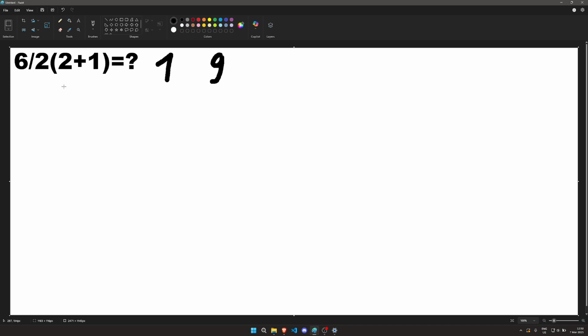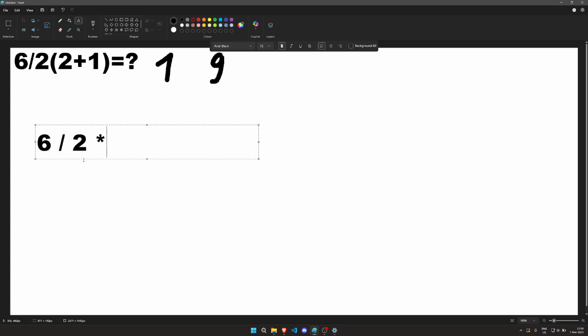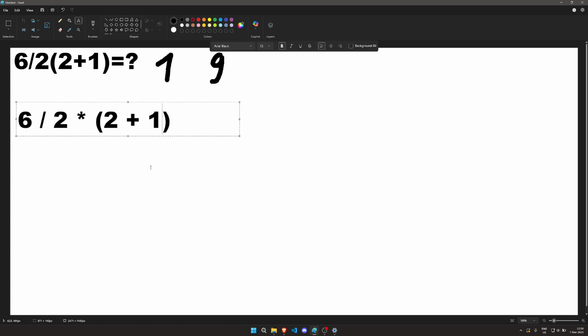So, what does this problem I'm still not solving do? It does 6 divided by 2 times brackets 2 plus 1. Is this easier for you? If not, let's go one level deeper. 6 divided by 2, and we just do the operation in the brackets, so we get the result of 3.